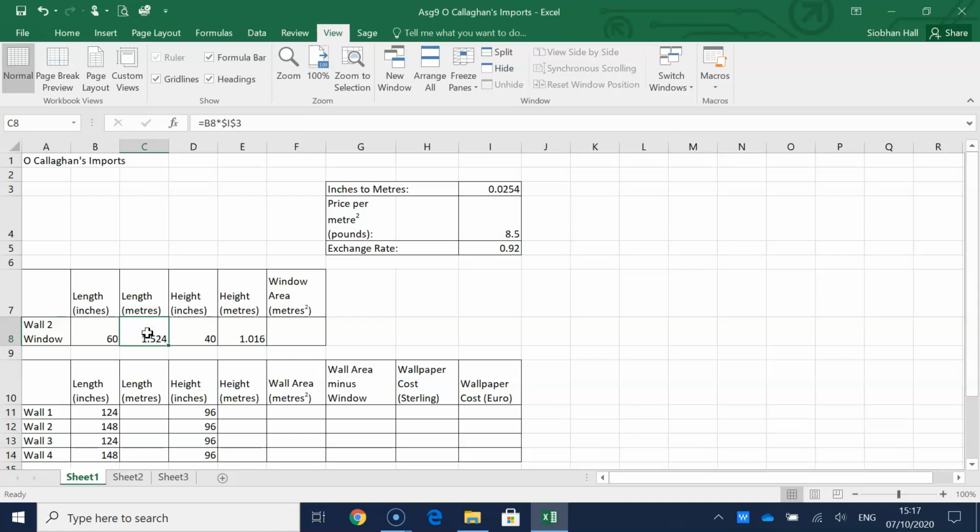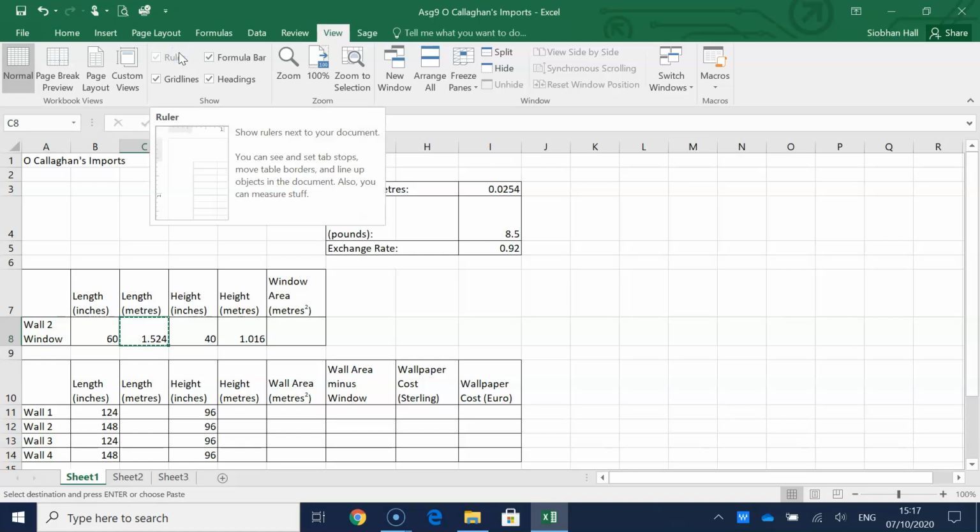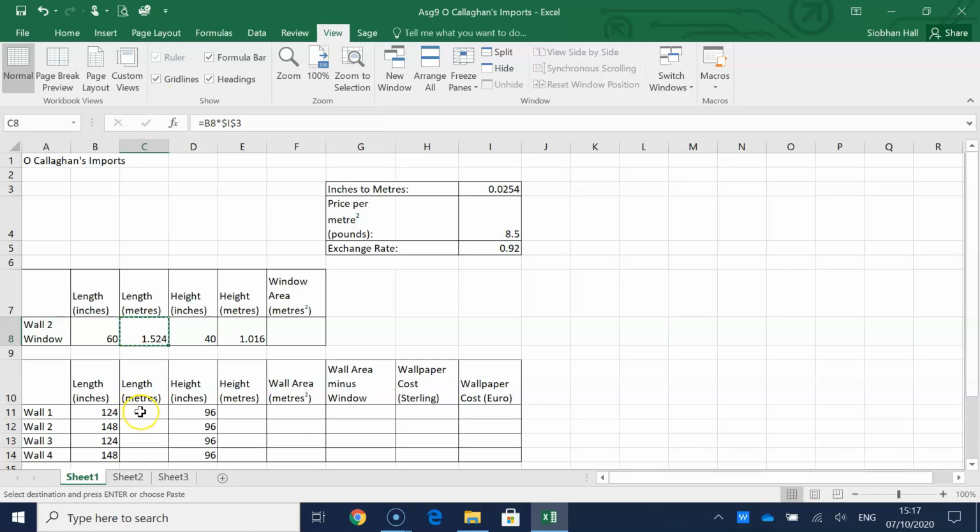The formula for length in meters that's in C8 can be copied into C11 to work out the length of the wall in meters, and we can copy that formula down for the rest of that column. And similarly, the formula in E8 may be copied and pasted into E11 to work out the height of wall 1 in meters, and we can copy that down for the other walls.